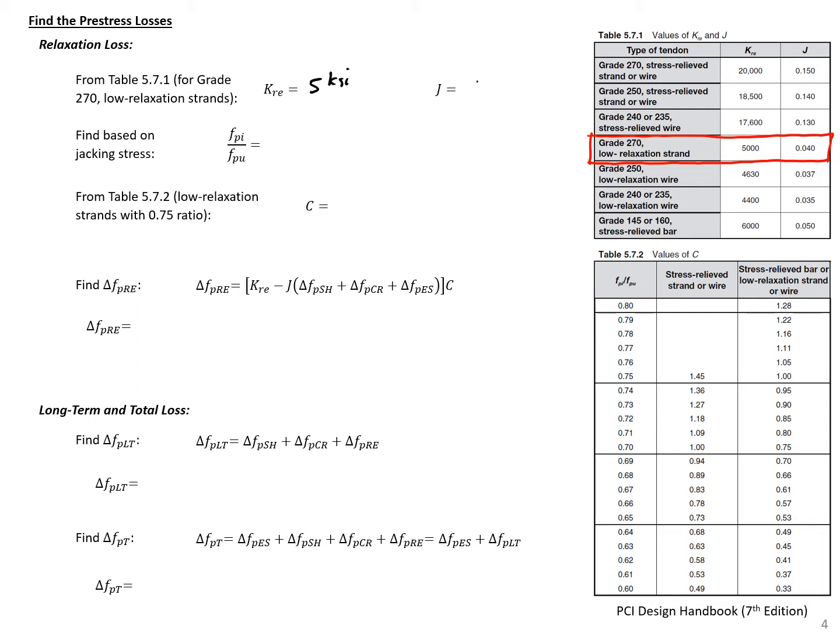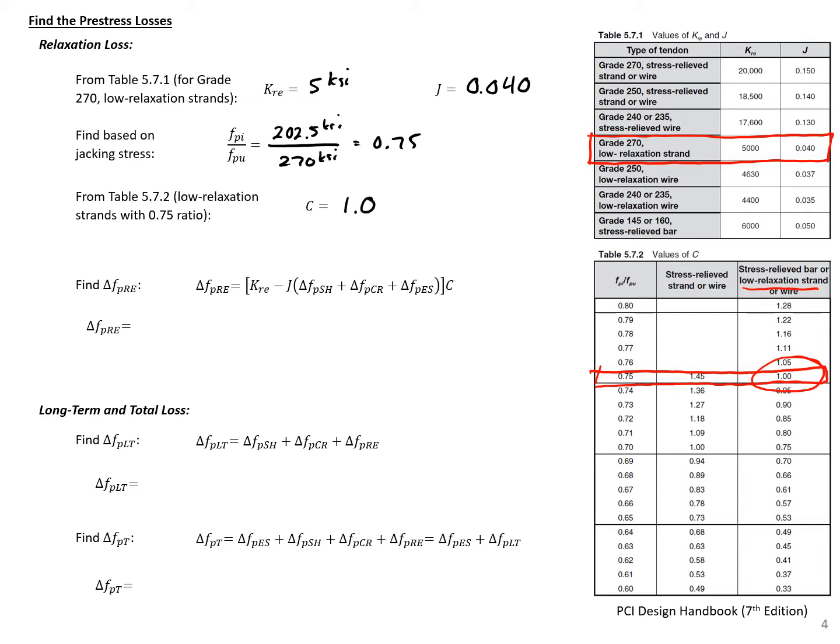Our J is equal to 0.040. Next, we need to find the ratio of our initial pre-stressing stress to the ultimate stress. So we have 202.5 divided by 270 KSI, which is equal to 0.75. And this is a typical ratio. So we can come down here to our table and find that our C for low relaxation strands is going to be equal to 1.0.